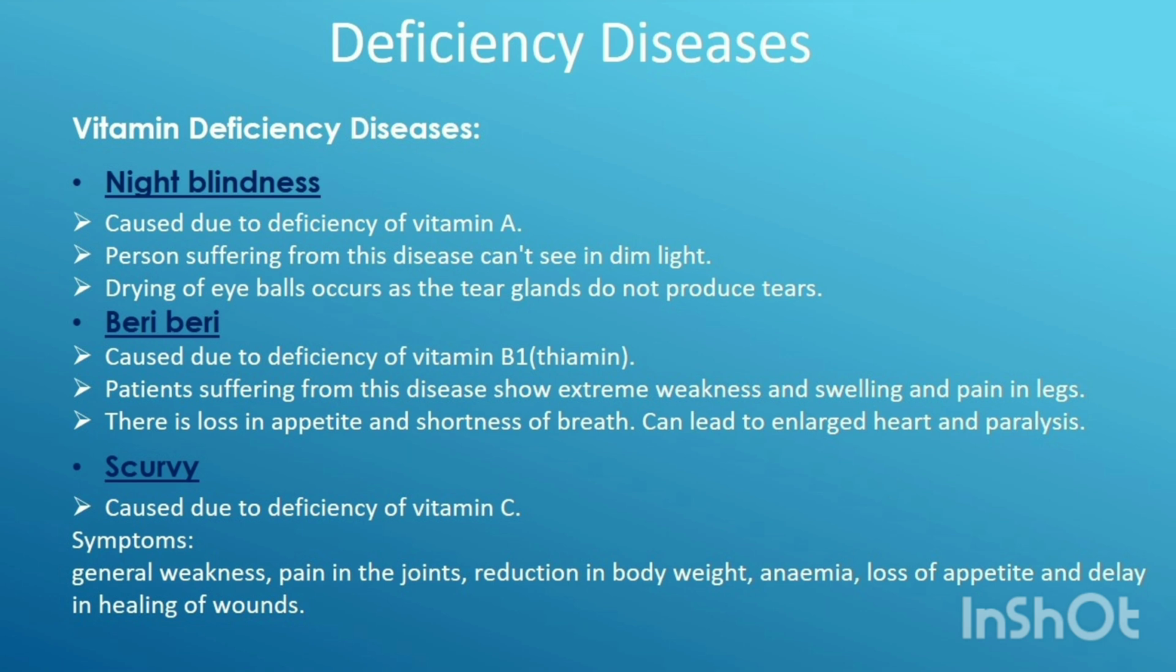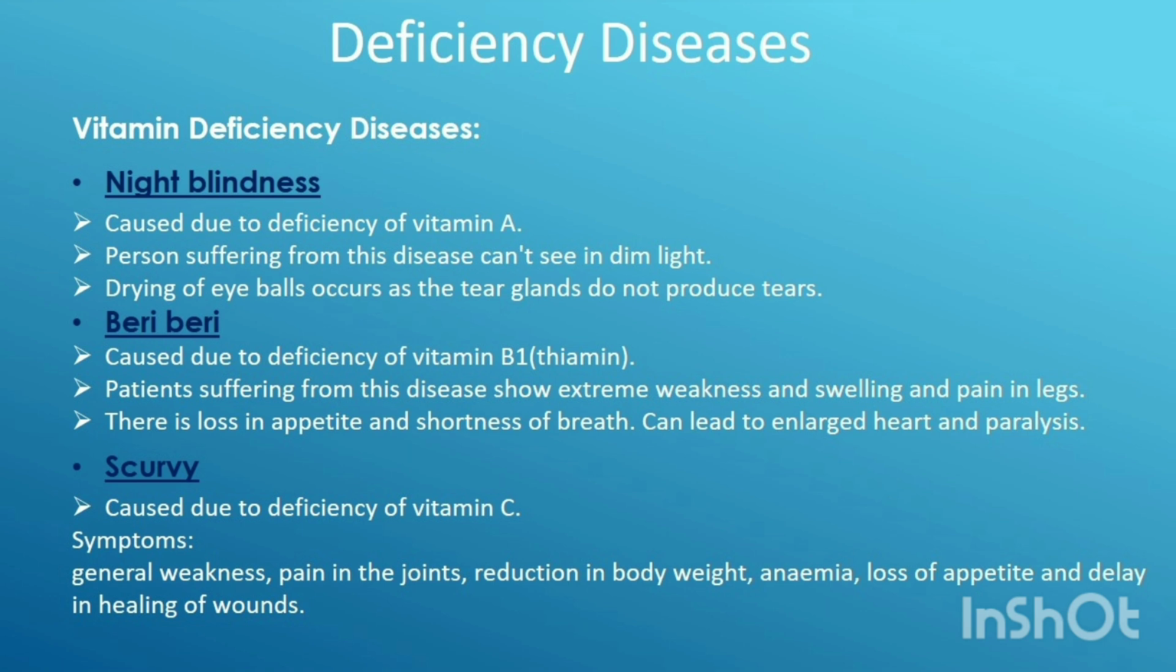Next is beriberi. Beriberi is caused due to deficiency of vitamin B1, thiamine. Patients suffering from this disease show extreme weakness and swelling and pain in legs. There is loss in appetite and shortness of breath. Can lead to enlarged heart and paralysis. Preventive measures for this is to consume cereals, wheat, cabbage, carrots, milk and spinach.